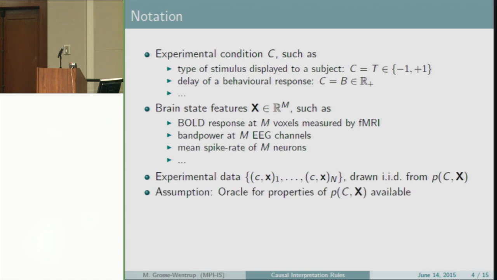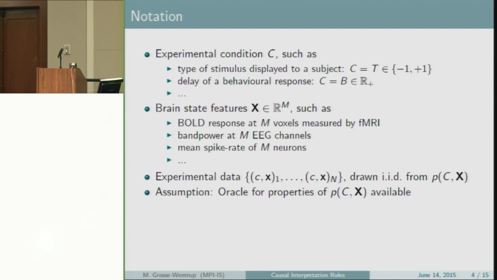And now I'm going to assume for the rest of the talk that we have an oracle for any property of this joint distribution. This means that whatever we want to know about this joint distribution, we know. And of course, this is not a reasonable assumption. In practice, we have to estimate everything from data, and there are lots of problems involved in this because our data may not be IID and so on.